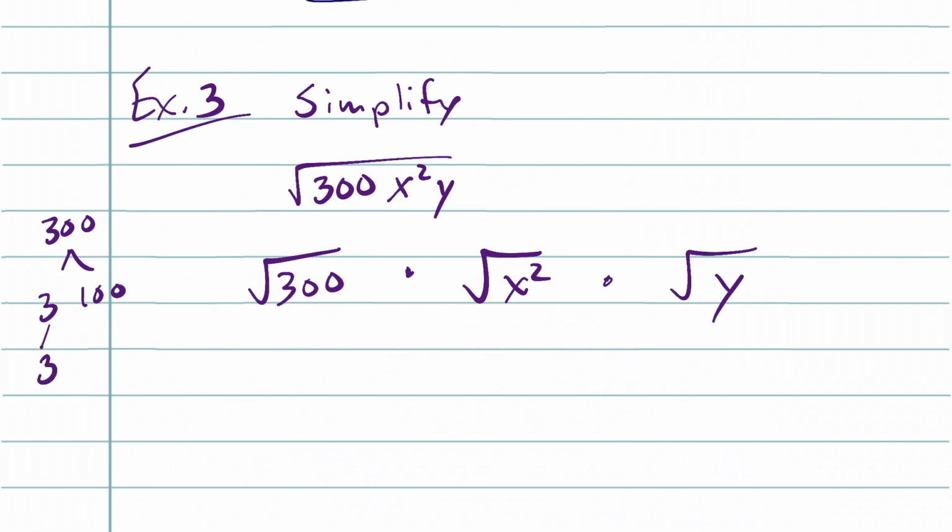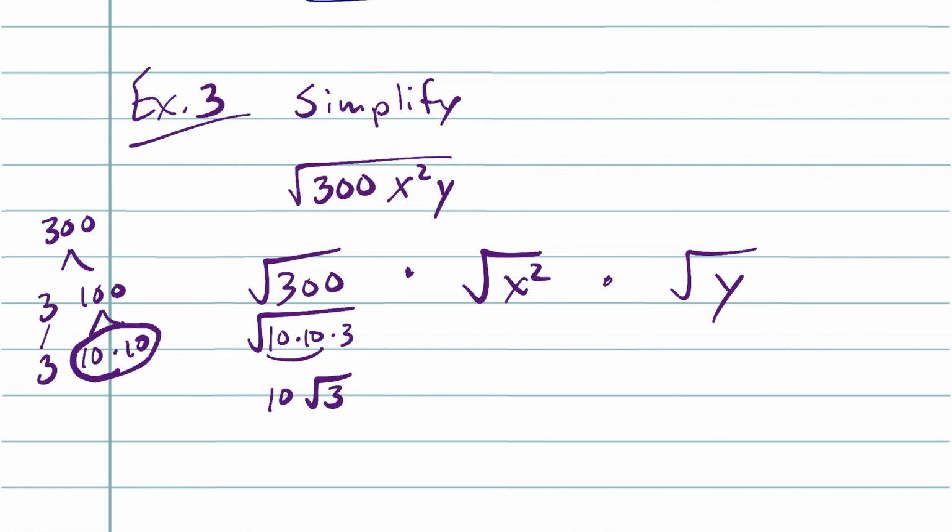3 is a prime number, so it drops down. 100 is 10 times 10, and there's a pair of numbers, so you might even see that we could stop once we get a pair, and we don't have to go back and put down to the smallest values. So this 300 really is 10 times 10 times 3. Those pair up to be a 10 outside the square root, leaving a 3 inside the square root.